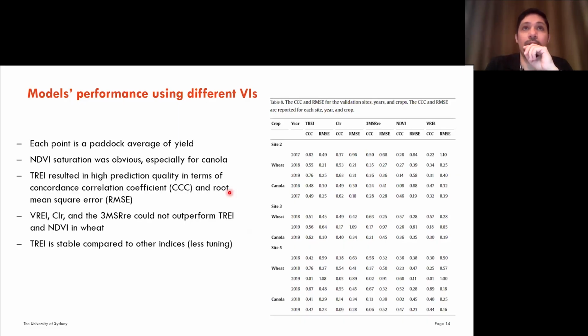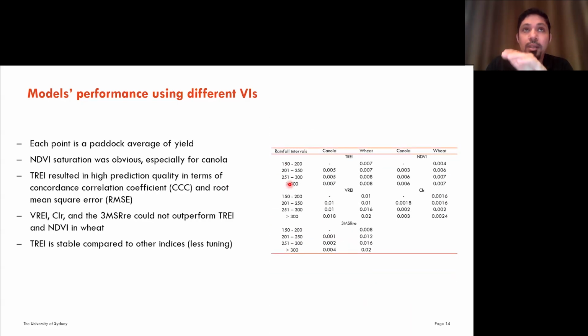And I just want to show you this table very quickly. This again shows you that TREI outperformed the other indices based on year and crop type as well. And here are the parameter A values. So we tuned based on the rainfall bins. So we decided on 50 millimeter bins.